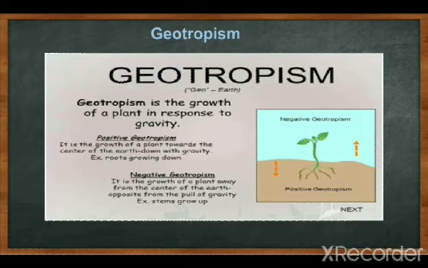The main function of the stem of the plant is to expose the leaves to the maximum sunlight. Therefore, the stem or shoot of a plant always grows up away from the pull of gravity, that is, negative geotropism. Okay.